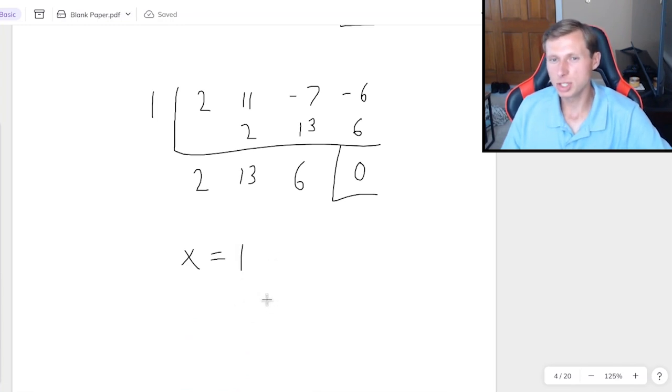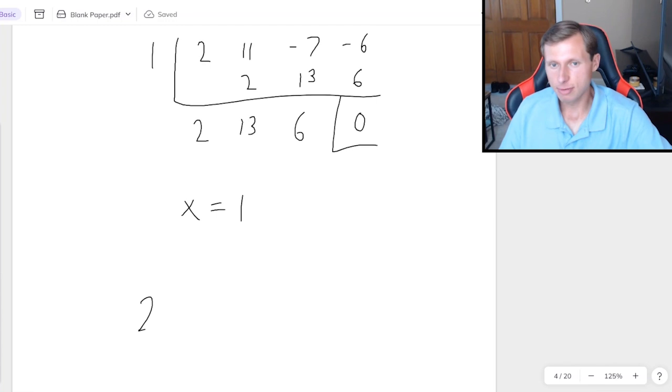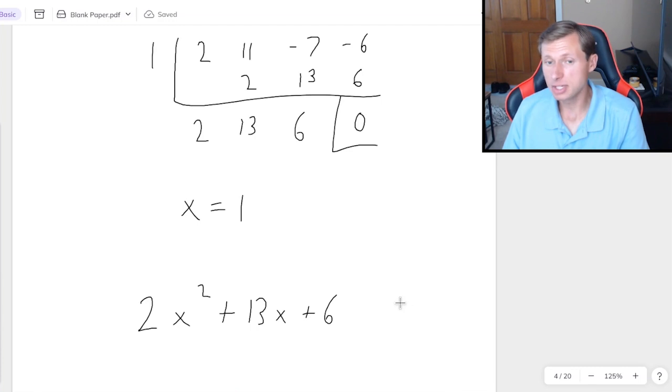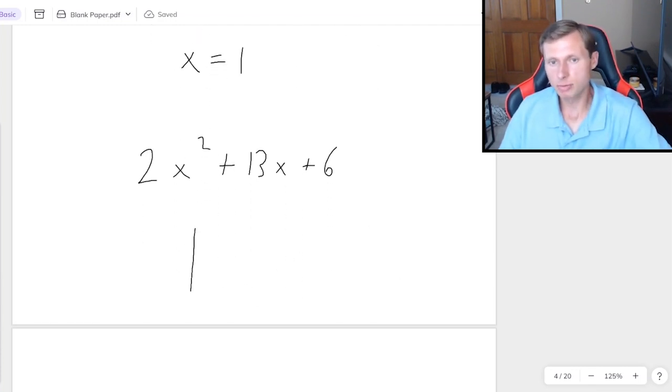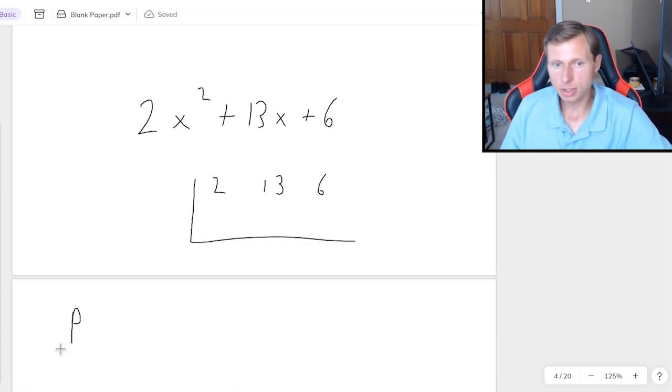And for the other solutions, I just have to say I have 2x squared plus 13x plus 6. Now, maybe you know how to factor this. Maybe you don't. Maybe you even want to use quadratic formula. But just to prove that I can keep going with the rational root theorem, now I have to try another number. And I can start the p and q over with what I have right now.